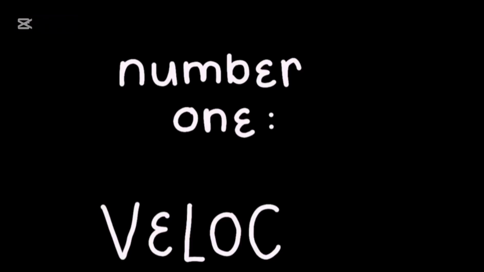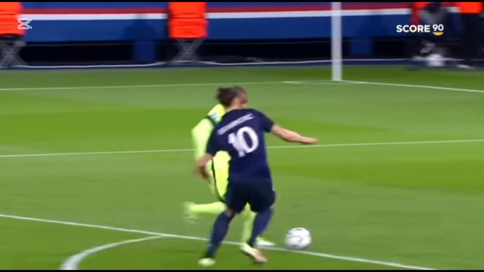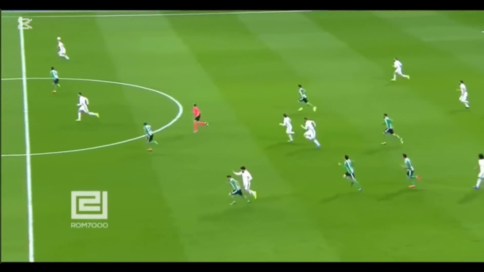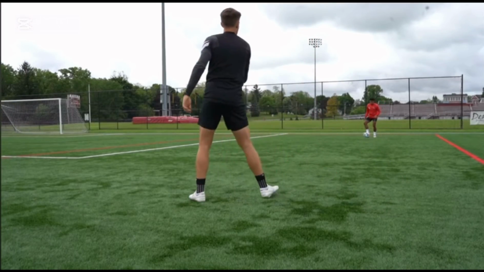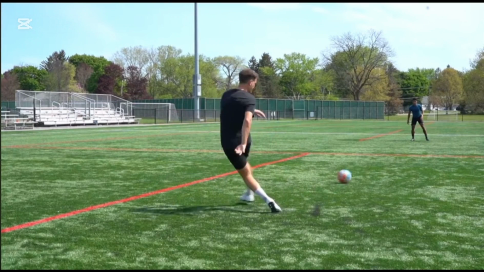Number 1. Velocity. Velocity is defined as the speed of an object in a particular direction. If you don't know the velocity of the ball, you will not be able to receive it properly or even kick it properly. If you know it, you will be able to kick it with accuracy. Knowing the direction that the soccer ball is most likely to go in is very important in soccer.